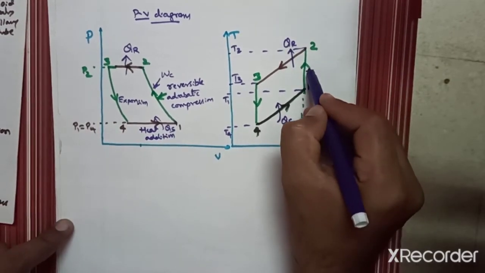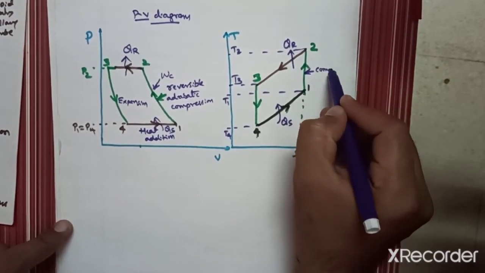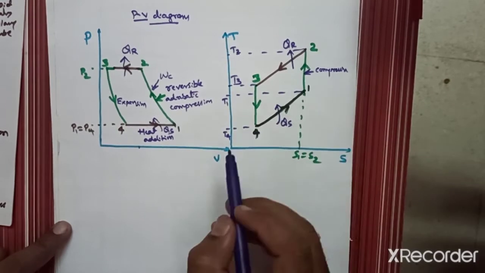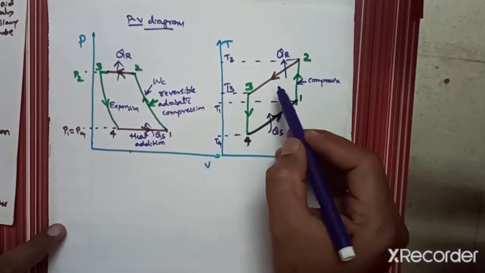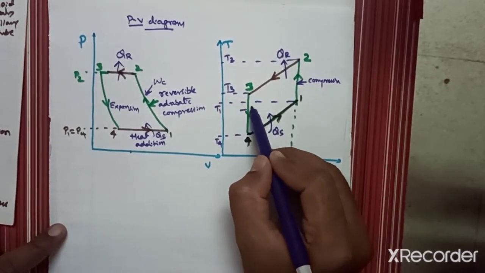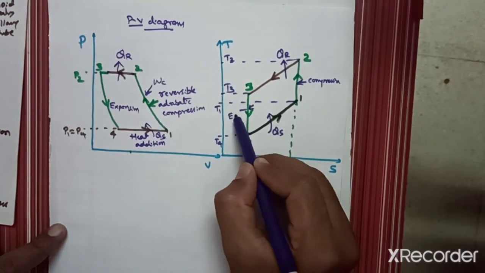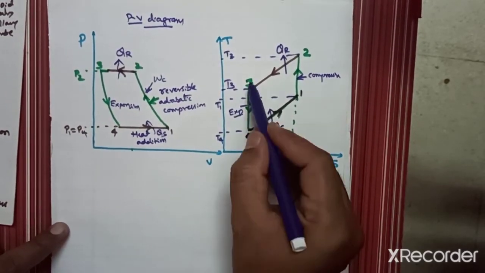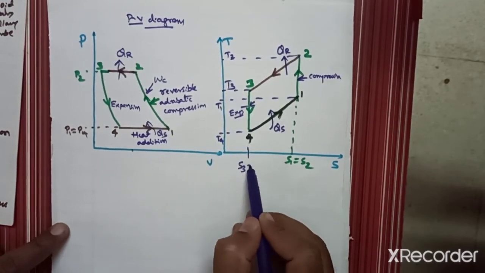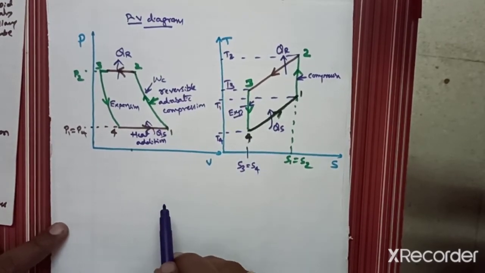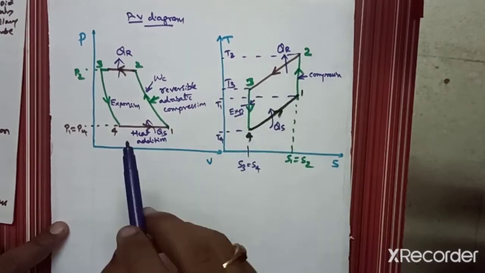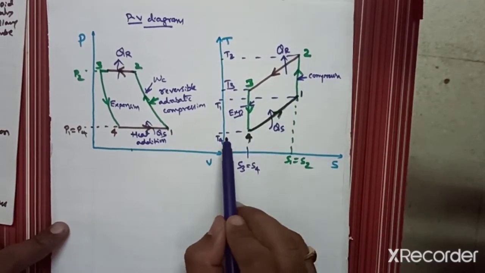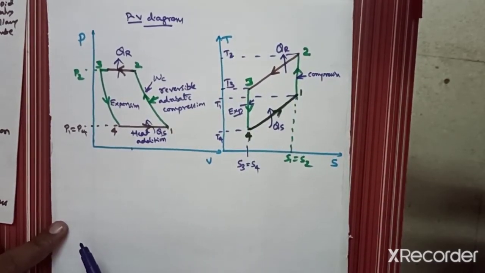Here I will write it is the compression process. What is 3 to 4? Expansion process. During 3 to 4, again entropy remains constant, S3 is equal to S4. So the highest temperature is T2 and the lowest temperature is T4.